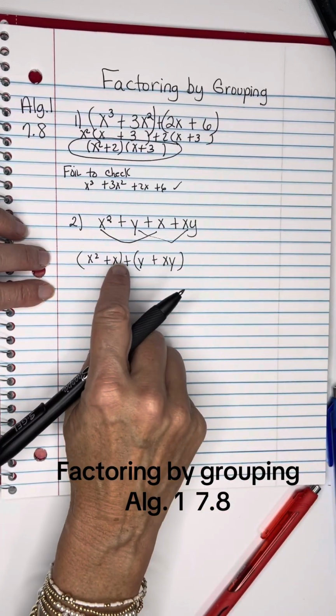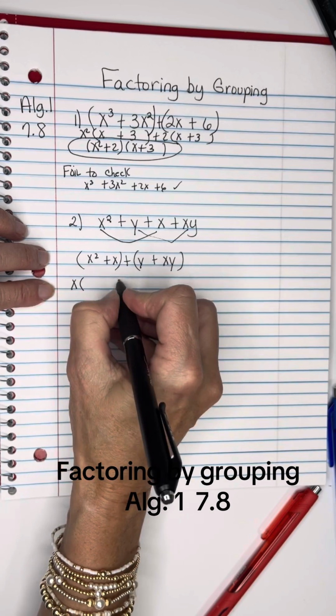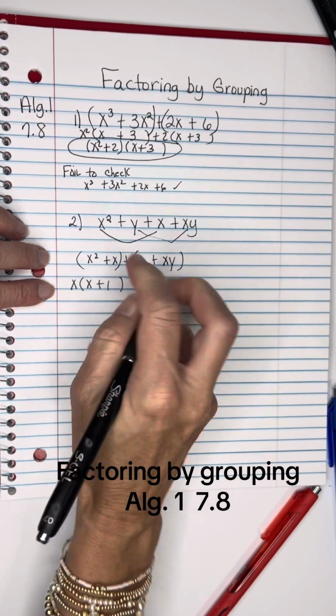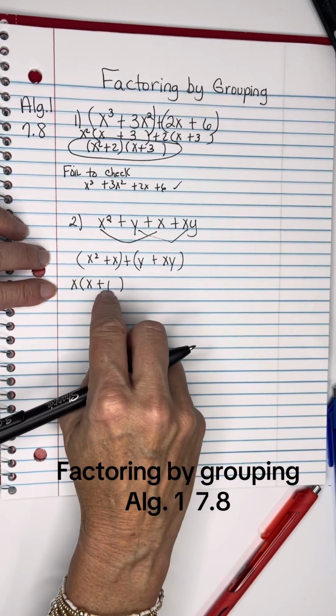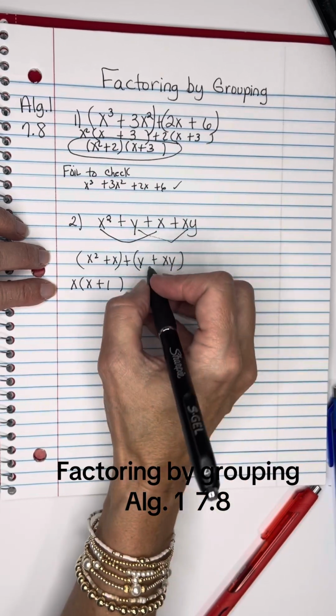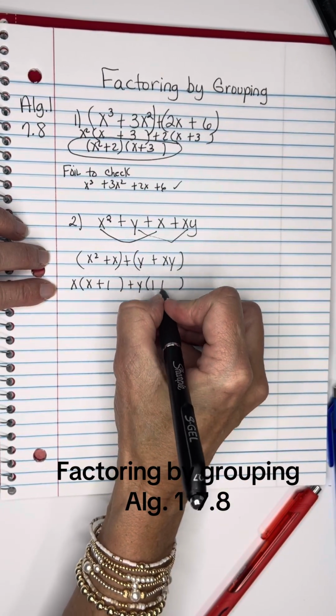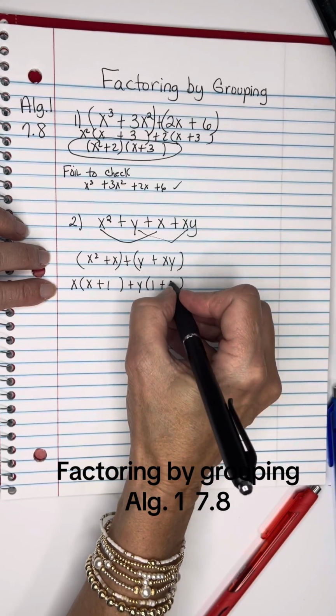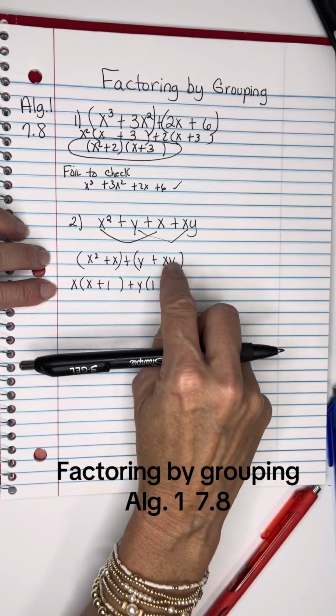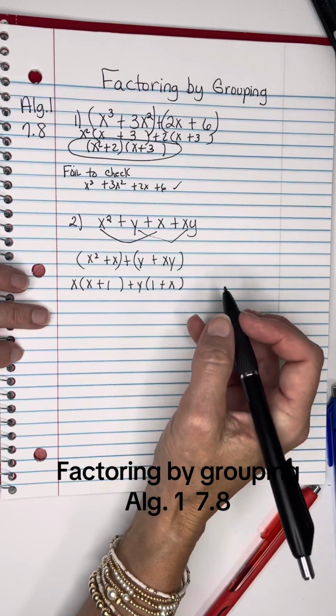and factor out an x from the first one. And I'm left with x plus 1. X times x is x squared. X times 1 is x. And on this one, I can factor out a y. So y goes into y one time, and y goes into xy x times. Y times x is yx or xy, either order.